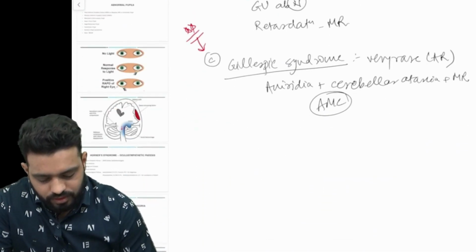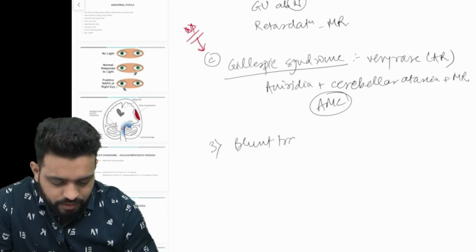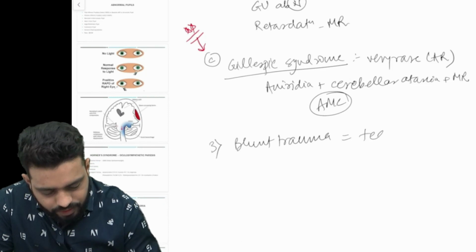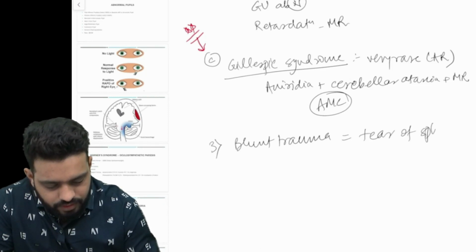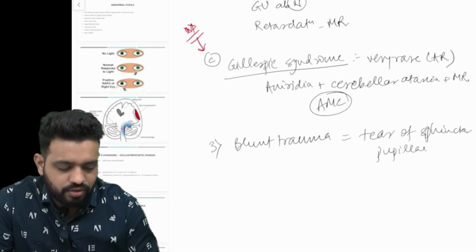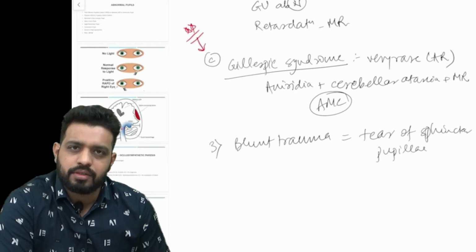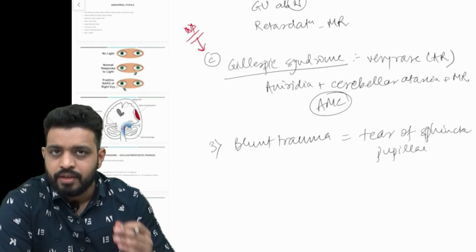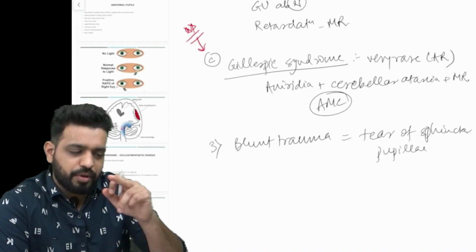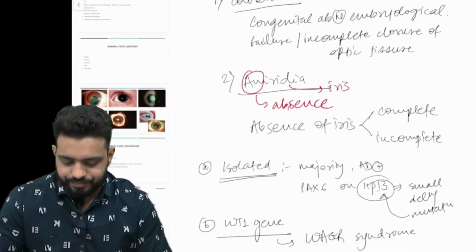Now we move on to the third, which is blunt trauma leading to a tear of the sphincter pupillae. Whenever there is trauma to the eyes, there are many manifestations which will point towards blunt trauma, but one of them can be damage to the sphincter of the eye, and we get a tear, so the perfect circular shape becomes a bit abnormal. I'll show you how. Let's have a look.